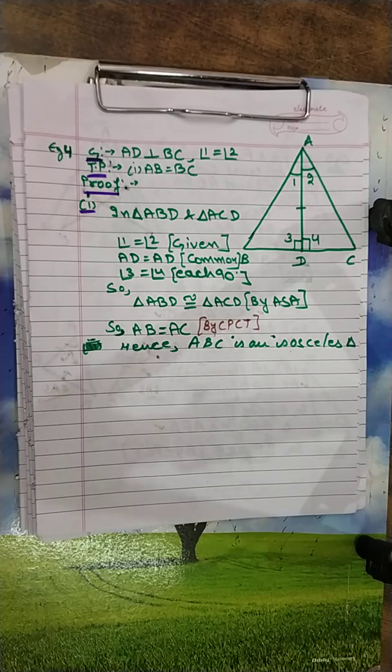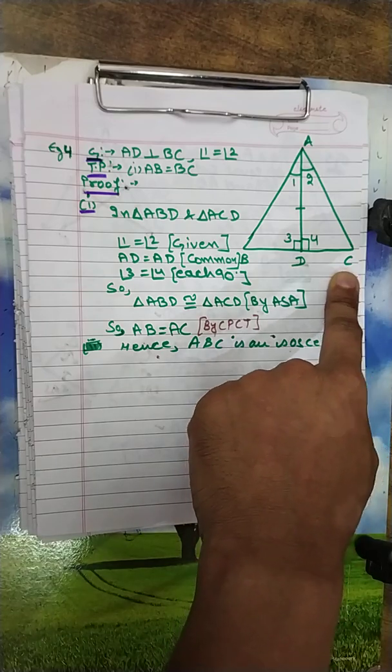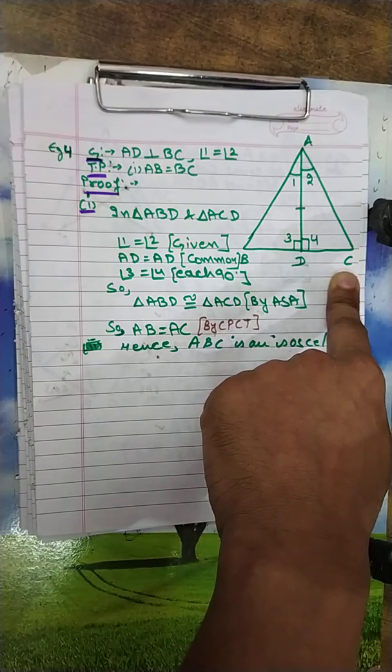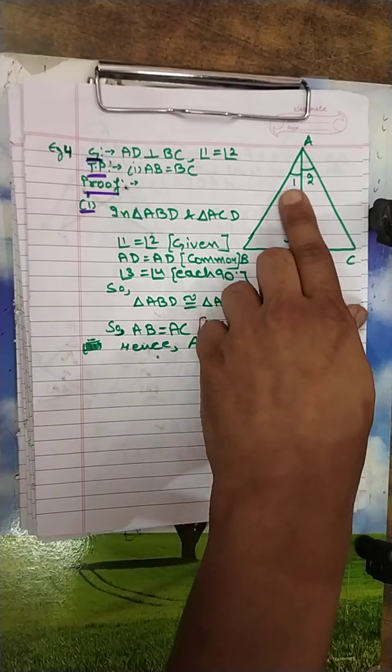In triangle ABC, the bisector AD of angle A is perpendicular to BC. Please read the question carefully. Two things are given. One is the bisector AD of angle A. It means angle A is bisected. It means angle 1 equals angle 2.